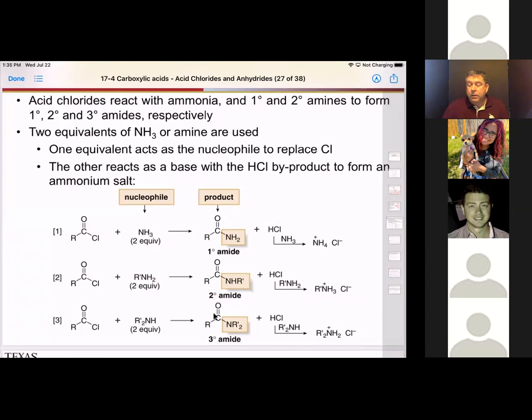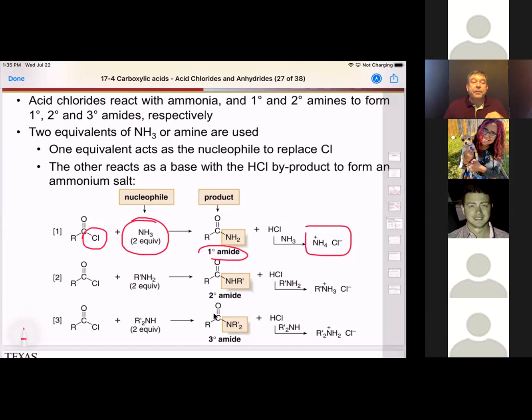Okay, so if we want a primary amide, we want only 1 carbon-nitrogen bond, so we start with no carbon-nitrogen bonds in the ammonia. We add 2 equivalents. The first equivalent attacks, the second equivalent forms the salt with the HCl produced. Remember, all acid chlorides are going to produce HCl as a byproduct.